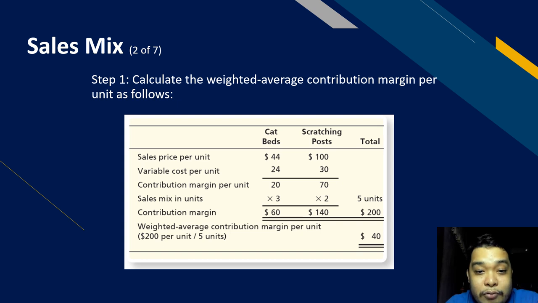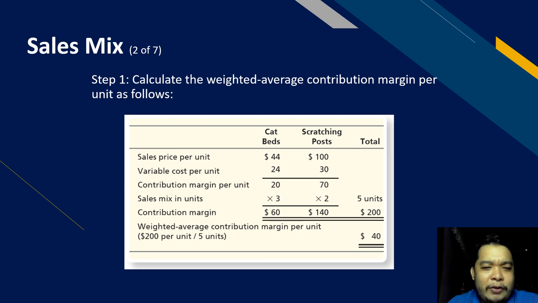We can look at it this way. Okay. For example, you have two products here, beds and posts. The sales price for beds is 44, for posts 100, and the variable cost is 24 and 30. They have different contribution margins per unit, 20 and 17. Okay. A critical assumption in this analysis is the sales mix in units. No? What is the ratio of beds to posts that we are going to compute for? Okay. In this case, the ratio is 3:2.